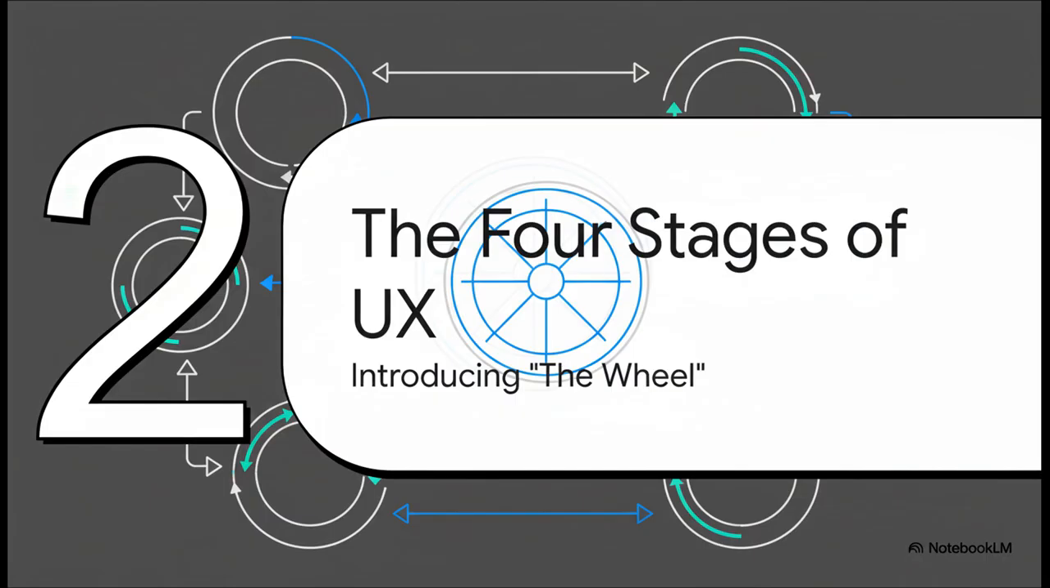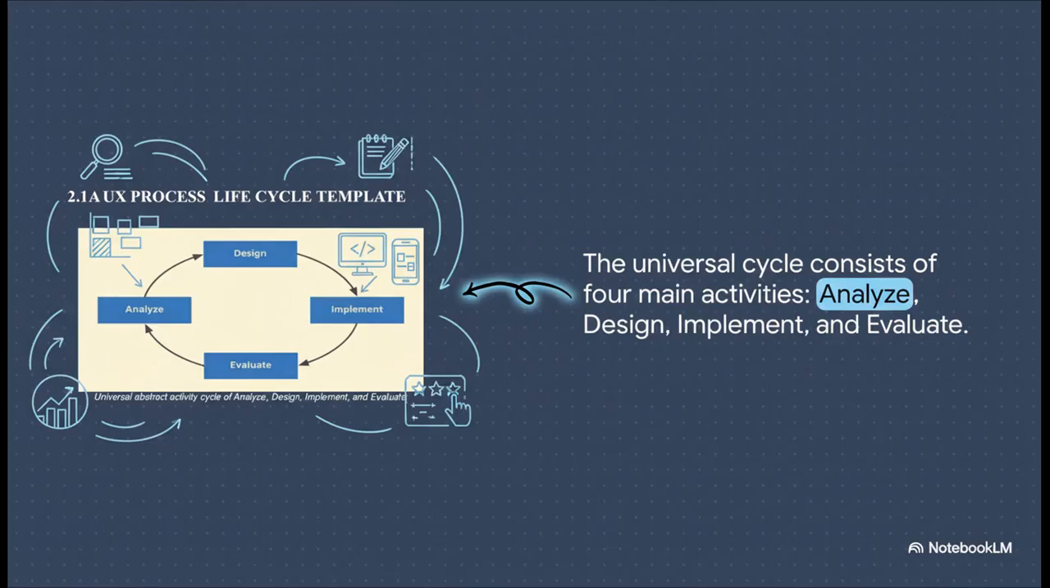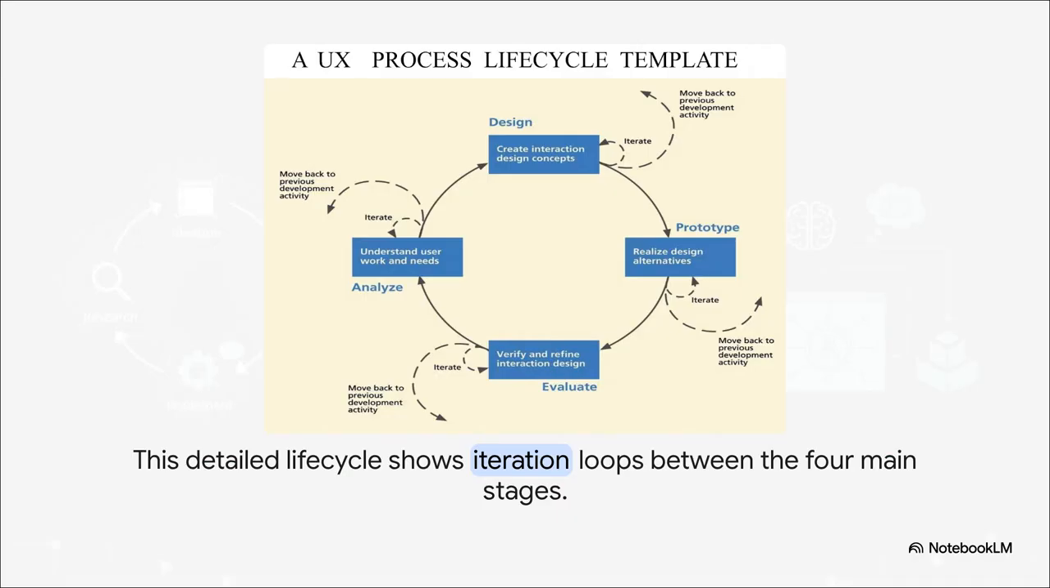We are now going to look at the four stages of UX. I like to call this the wheel, because as we just learned with iteration, it's a cycle that keeps on turning. So, at its very heart, the entire UX process can be simplified into this one continuous loop. See? It's a circle. And it has four main activities, four main stages: analyze, design, implement, and evaluate. That's it. Simple, right?